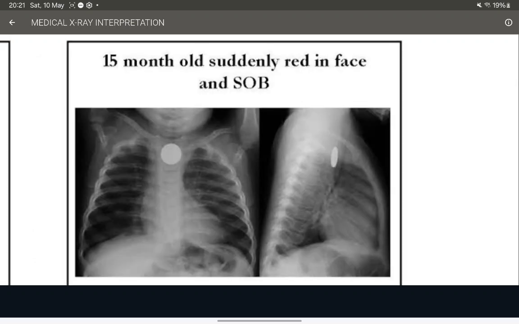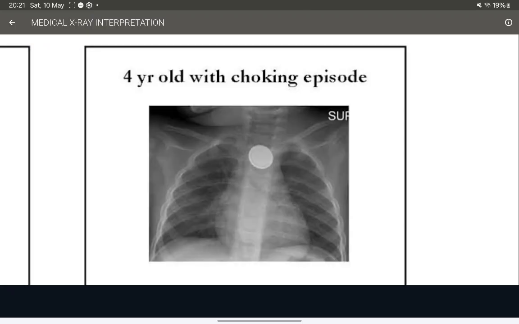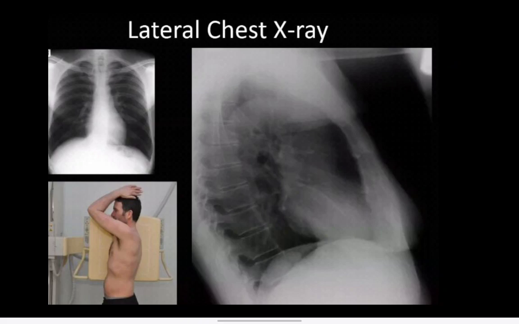A 15 months old child, suddenly red in face and shortness of breath. And another image of a 4-year-old child with choking episode. We move then to lateral radiograph to specify the position of the foreign body. This is all regarding lateral chest X-ray.